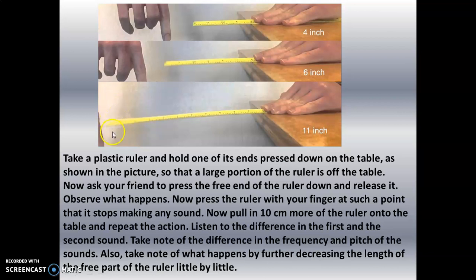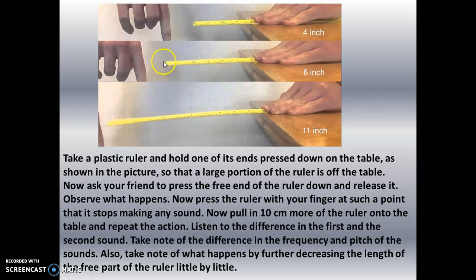Okay, you all know that the ruler will start going up and down. Okay, now you can press the ruler with your finger at such a point that it stops making any sound. So it will make a sound, not very loud, but it will make the sound. Then we will stop the sound with the help of the finger. Now second diagram, see, I have taken the ruler much inside. So almost half of the ruler is on the table and half is out of the table.